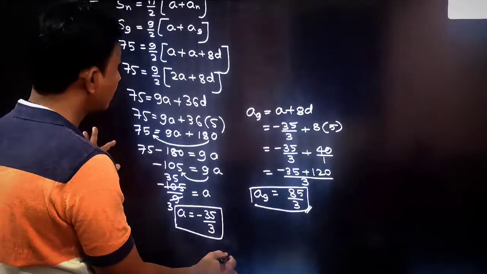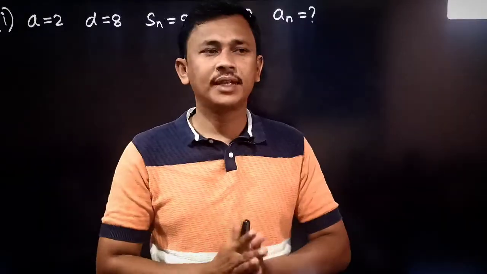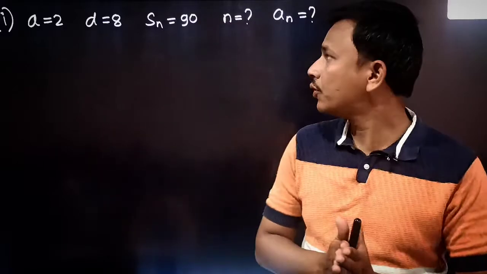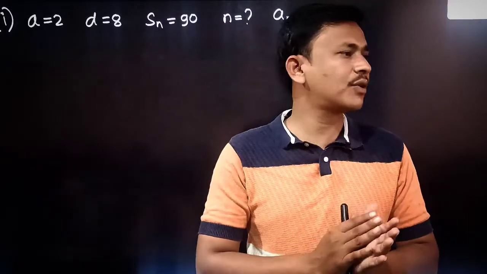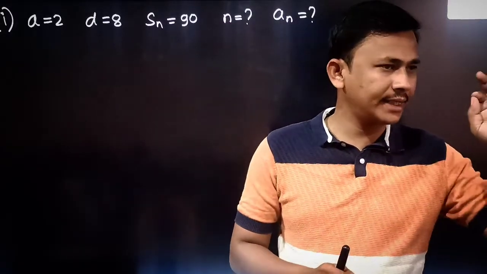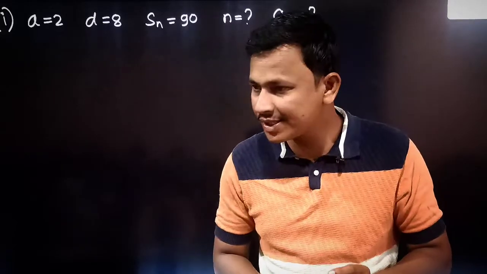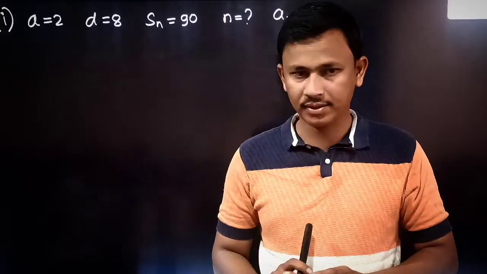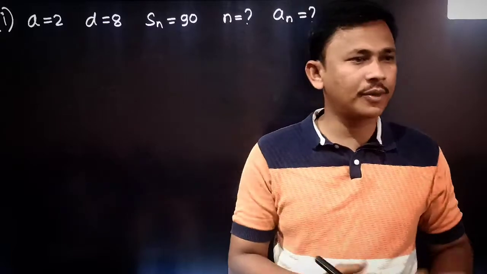Okay, sixth question. A is equal to 2, D is equal to 8, Sn is equal to 90. What we need to find out? N is equal to question mark, An is equal to question mark. We know the big formula of Sn. What is the big formula of Sn?